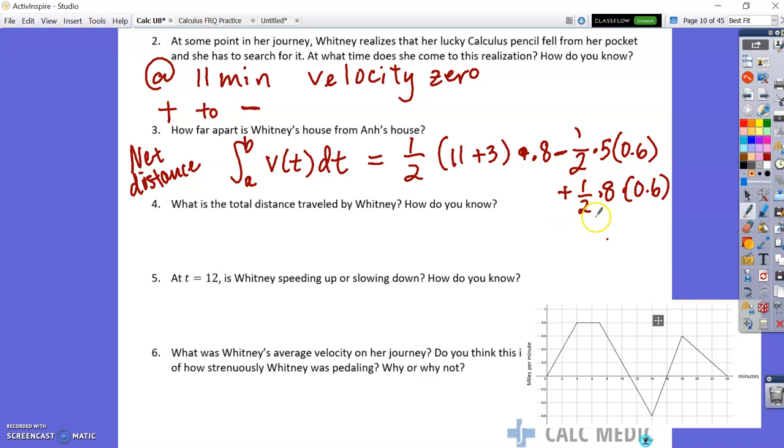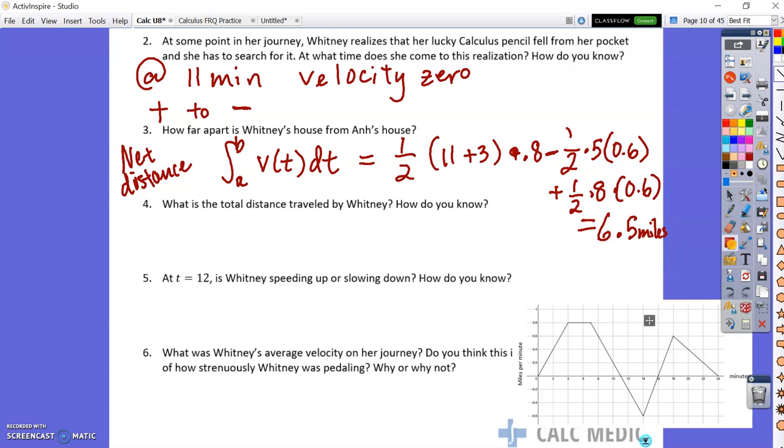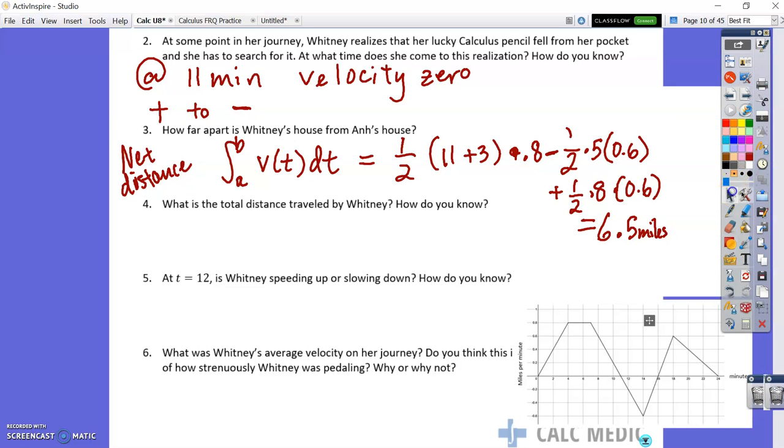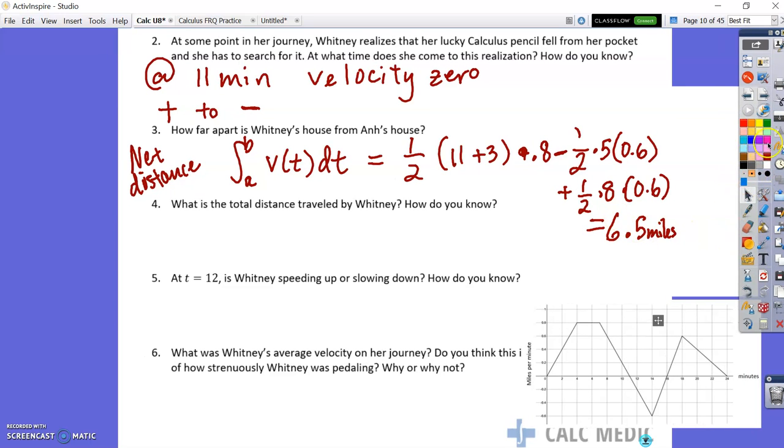Okay, and that is equal to 6.5 miles. And while we will be using a calculator later with this question, we want to try to do it without a calculator for as long as possible. Okay, so that's B. Now for this one, what is the total distance traveled?